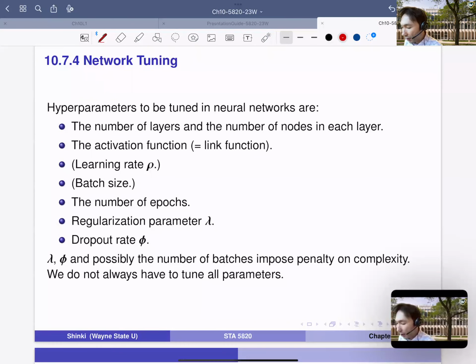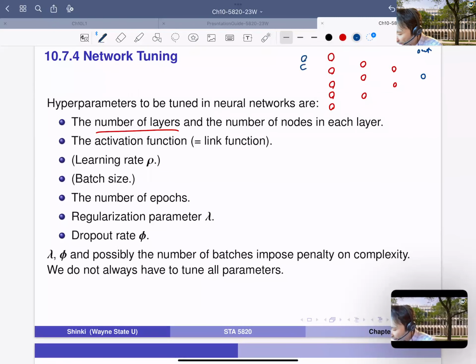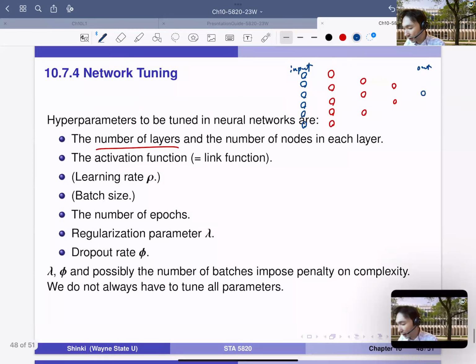So this is the summary of the hyperparameters. I think the most important one maybe is the number of layers. So we have maybe 5 nodes in the first layer and 3 nodes in the second layer and a third node in the third layer. And this is the output and this is input. So this structure, like the 5-3-2, is probably one of the most important selections of parameters.